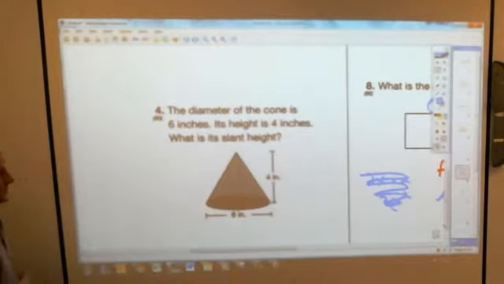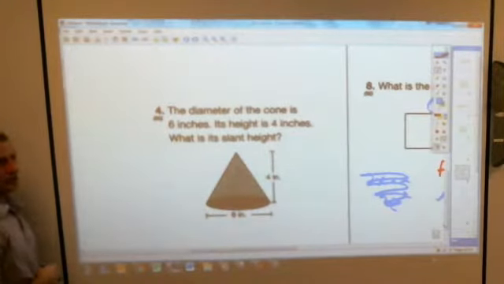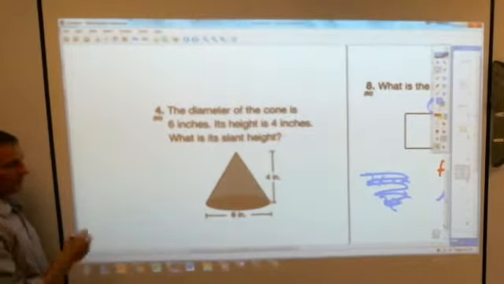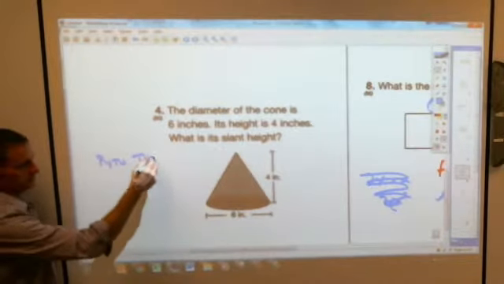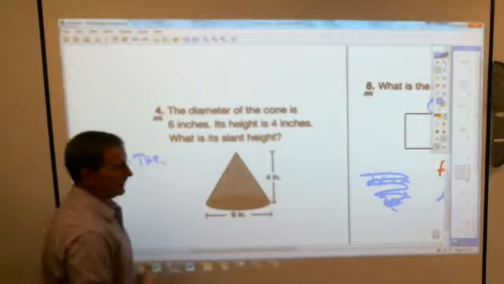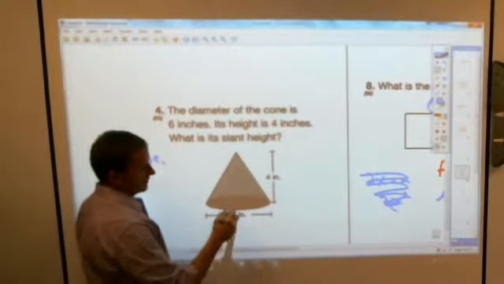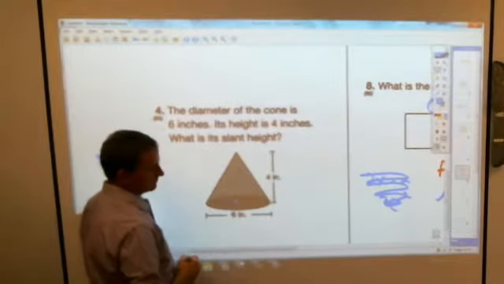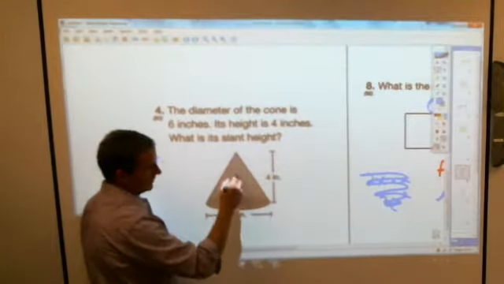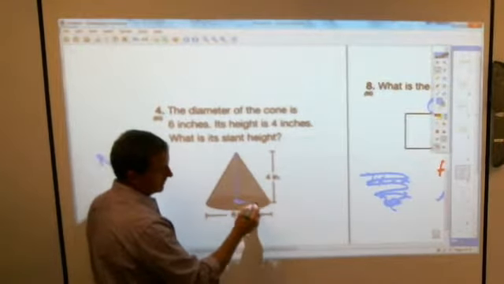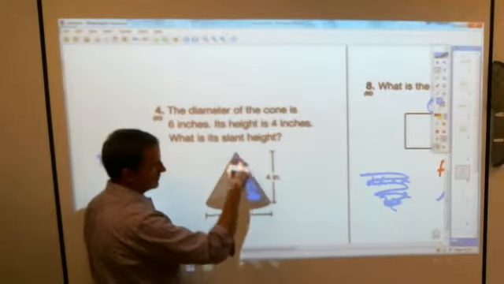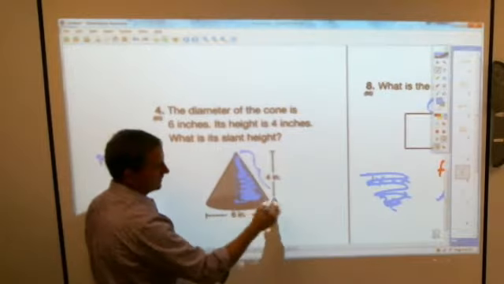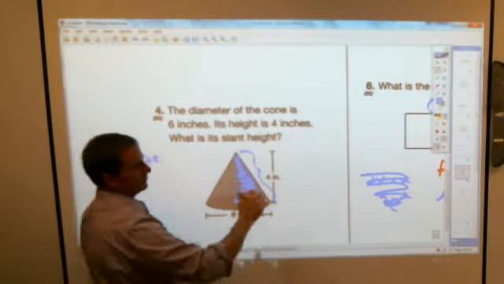The diameter of the cone is 6 inches, its height is 4 inches. What is the slant height? Okay, slant height. Usually if you're talking cones and you're looking for slant height, you're probably going to have to use the Pythagorean theorem. And you're going to have to draw your little right triangle here. From directly in the middle of the little circle, you draw a dashed line straight down. And then you draw a line right here, and this is your right triangle that you use to find the slant height, because you don't know what this is, but it is the hypotenuse of this right triangle I drew there.